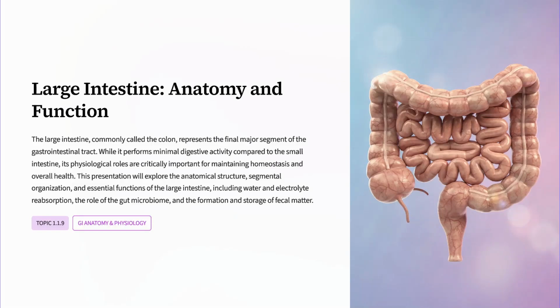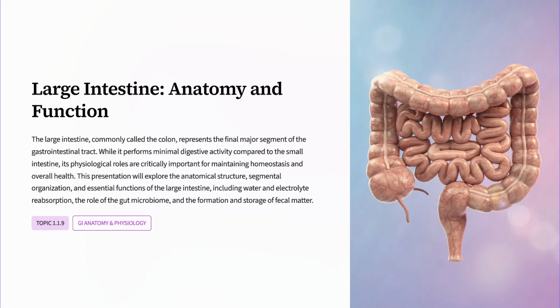Welcome to this comprehensive lecture on large intestine anatomy and function. In this presentation, we'll explore the structure, physiology, and clinical significance of the large intestine, a crucial component of the digestive system. The large intestine, also known as the colon, is the final segment of the gastrointestinal tract. It extends from the ileocecal valve to the anus and measures approximately 1.5 meters in length.